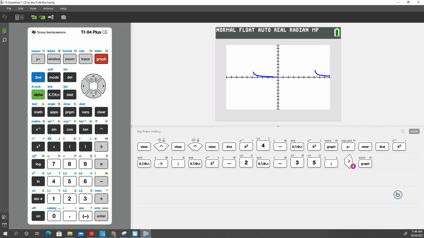So fascinating. Math is fantastic. Okay, that was 2.7.